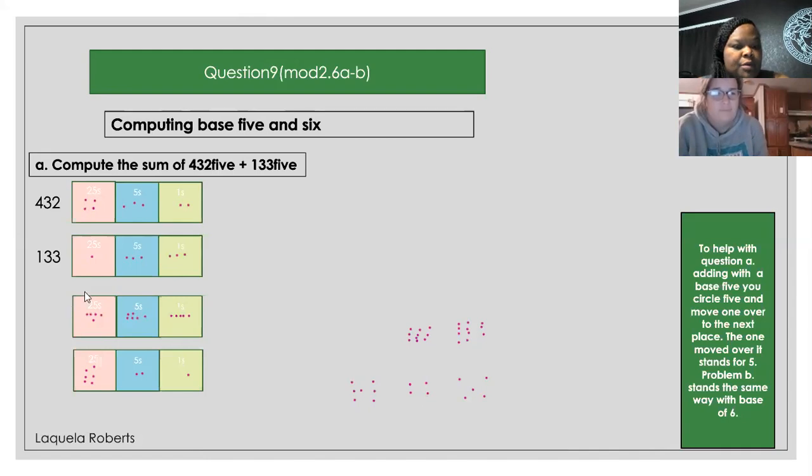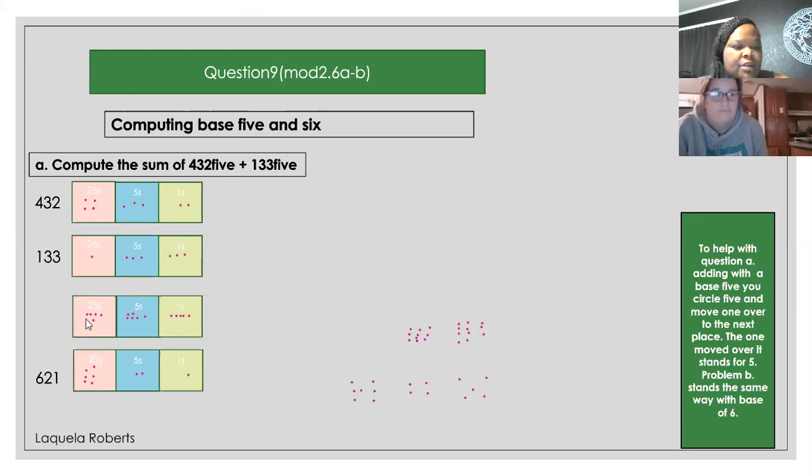So when you come down, we're going to add the dots right here. So it should be 5 here. 1, 2, 3, 4, 5. 6 here. 1, 2, 3, 4, 5, 6.